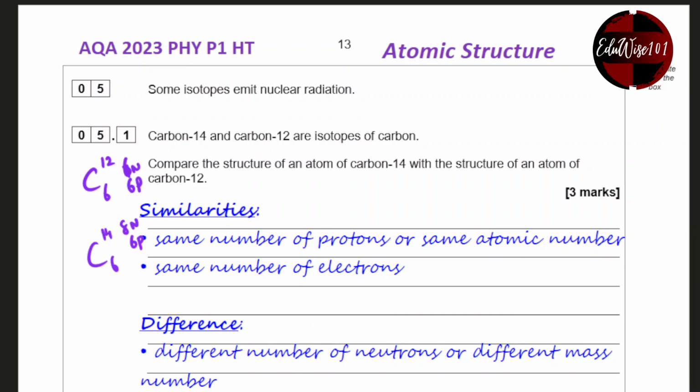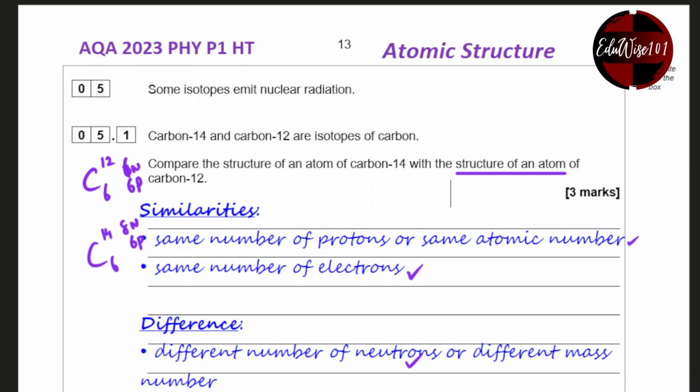The difference is the number of neutrons, or you could say different mass number, because the number of protons and the neutrons add up to the mass number. So we have to mention the electrons as well for the third mark here. So mention the number of protons, electrons, and the neutrons, because they're referring to the structure of the atom, not of the nucleus. So that's why generally they wouldn't bother about the number of electrons. Here they are talking about the structure of the atoms.